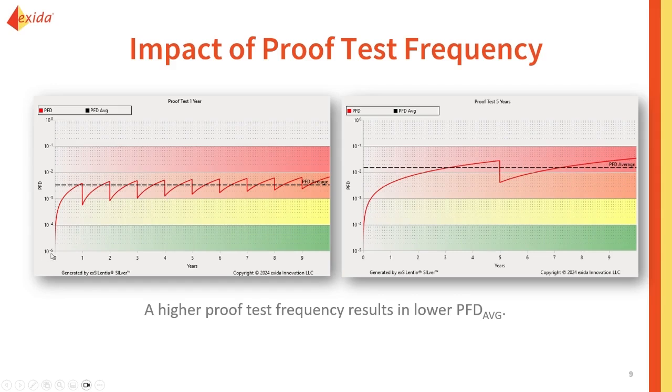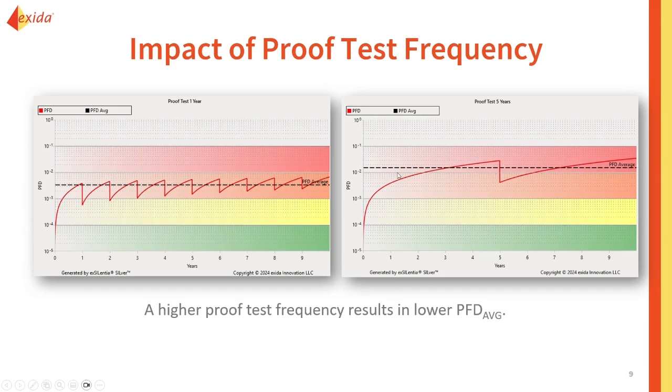We see that this chart is showing us 10 years, since that is the mission time specified, and we have an average of our PFD taken over that mission time. So that is signified by this dotted line. This is showing us our PFD average result, which directly affects our achieved SIL level. And so if we contrast this with the trend of a proof test done every 5 years, you see that the probability of failure on demand is increasing over the first 5 years, then it dips for that one proof test that's done at 5 years, and then continues to increase.